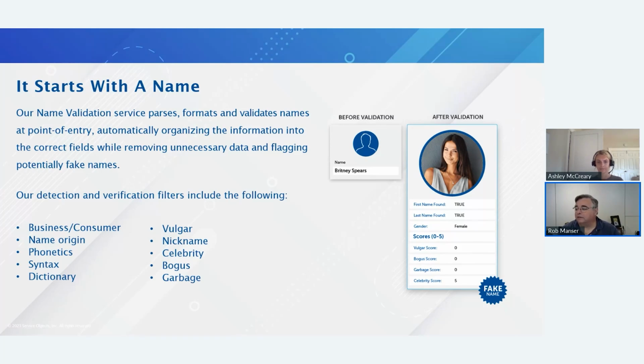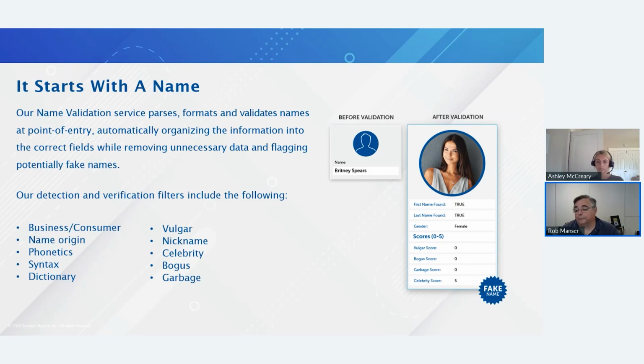So name validation does a number of things. It will look at the name origin. It'll tell you if it's a business or consumer. So sometimes people put the business name in the name field. You really want to know if that's a business name. Aside from fraud, again, if you're trying to personalize any sort of marketing campaign, you don't want to go, hi, Mr. Service Objects. You want to say, hi, Rob, kind of thing.